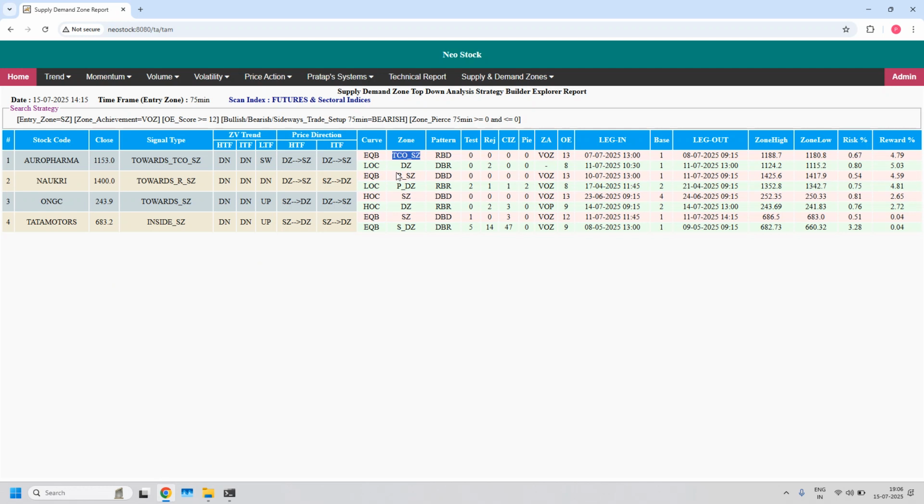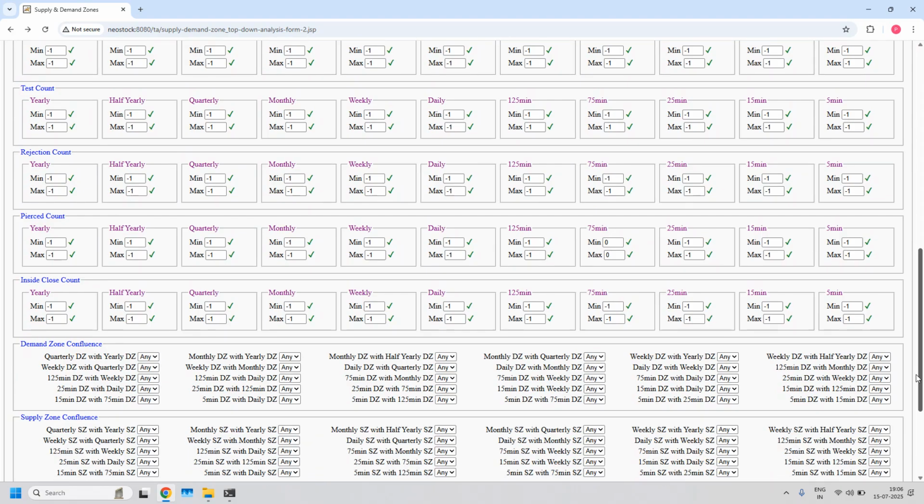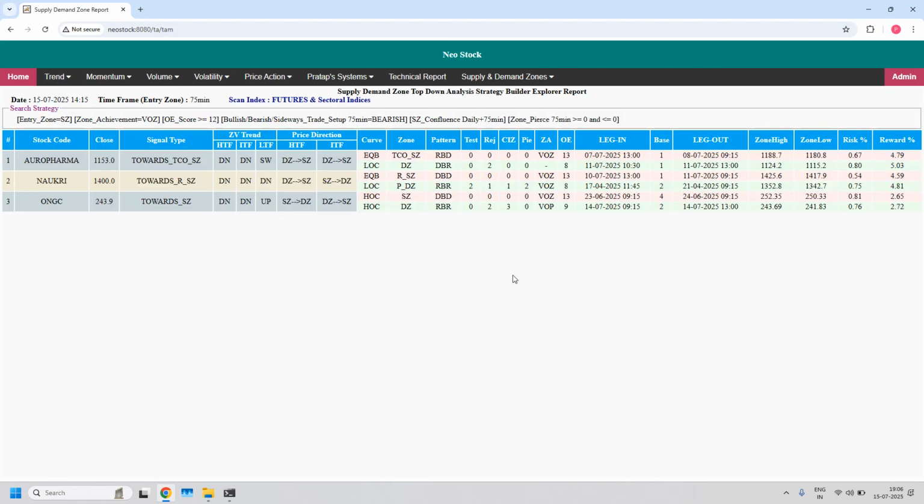These 4 75 minute supply zones are supporting bearish trade setup for weekly income trade. Entry time frame zones are 75 minute supply zones. Let's verify how many of these supply zones have a higher probability of success. First filter is 75 minutes and daily supply zone confluence. Applying on the 4 stocks, 3 are filtered. In these 3 stocks, these 75 minute supply zones are overlapped with daily supply zone, and daily trend is a downtrend in all the 3.